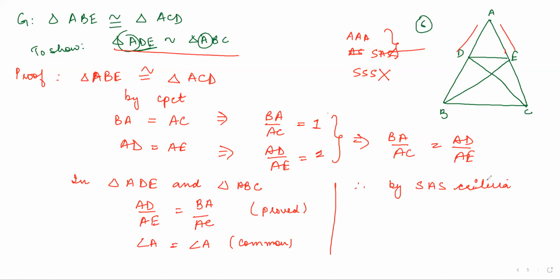Ma'am, you already have one angle here. SAS, because I'm using it: two sides I need in proportion and only one angle has to be equal. So angle A is equal to angle A, right? Common, part of both. So triangle ADE is similar to triangle ABC.